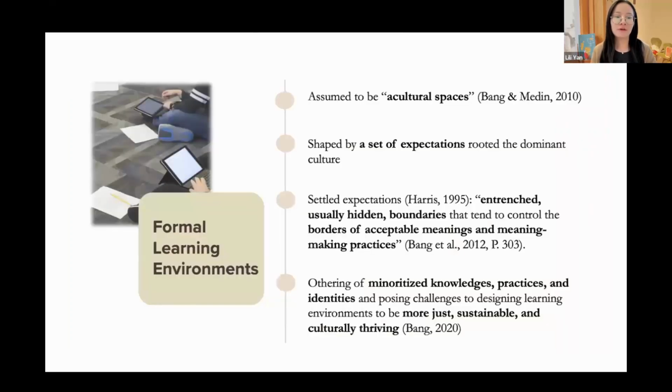First of all, formal learning environments are often assumed to be acultural spaces, but actually are shaped by a set of expectations rooted in a dominant culture. In settler societies such as the United States, researchers use the term settler expectations to describe these often entrenched and usually hidden boundaries that tend to control the borders of acceptable meanings and meaning-making practices. So these assumptions that learning environments are not cultural often result in the othering of minoritized knowledges, practices, and identities, and pose challenges to designing learning environments to be more just, sustainable, and culturally thriving.